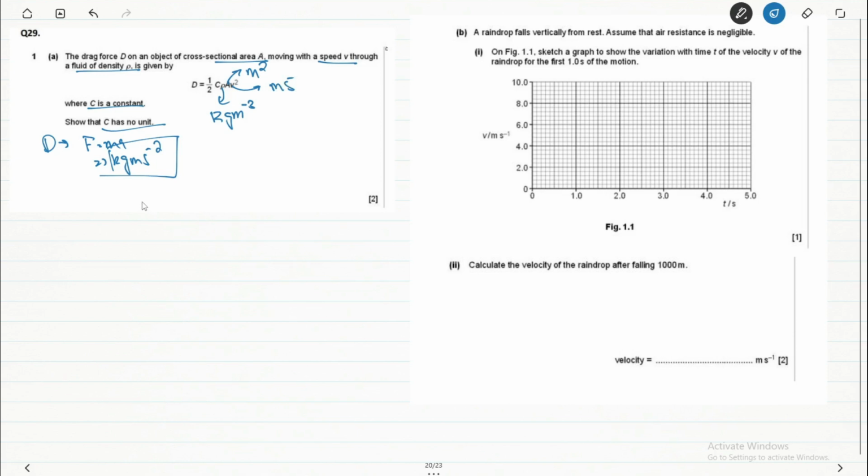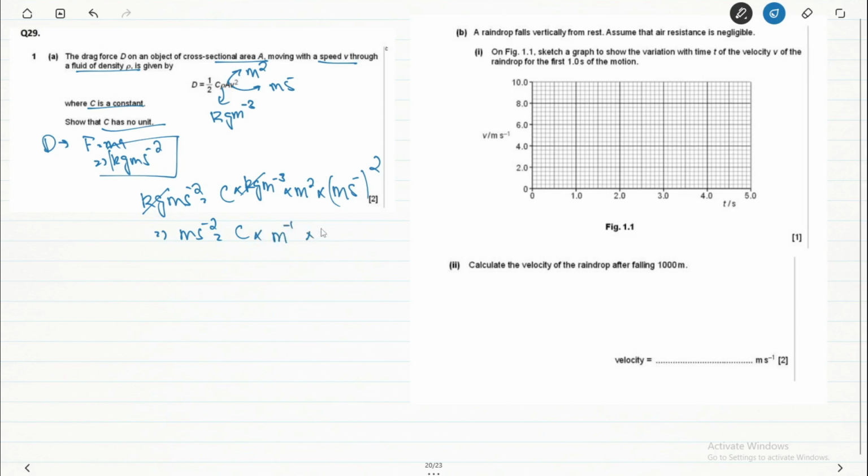So we can write kg meter per second squared is equal to C. Now 1/2 has no units, so let's just ignore this. Times rho. Rho has units kg meter to the minus 3, times meter squared, times meter per second squared, because velocity is squared in the equation. So the first thing we can do is just cut out the kgs and write meter per second squared is equal to, now for this one, this just becomes meter to the minus 1, right?